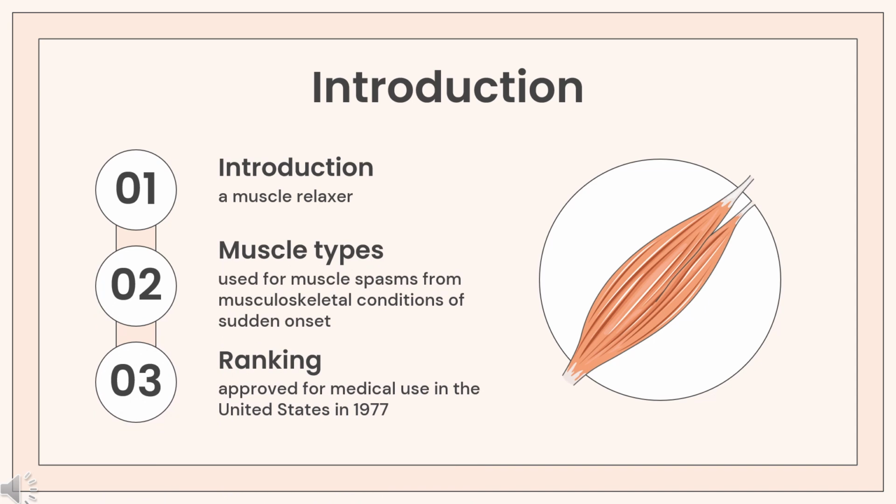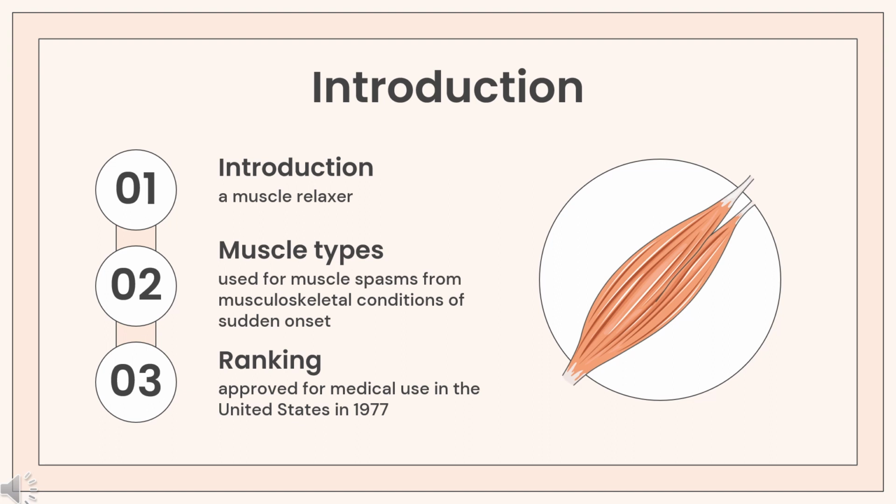What is cyclobenzaprine? Cyclobenzaprine is a muscle relaxer used for muscle spasms from musculoskeletal conditions of sudden onset. It is not useful in cerebral palsy. It is taken by mouth. Use is not recommended for more than a few weeks. Common side effects include headache, feeling tired, dizziness, and dry mouth.